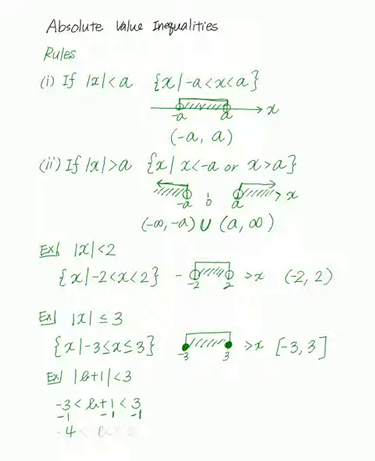All three pieces. Giving me negative 4 is less than B is less than 2. And I'll let you fill in the other notations.